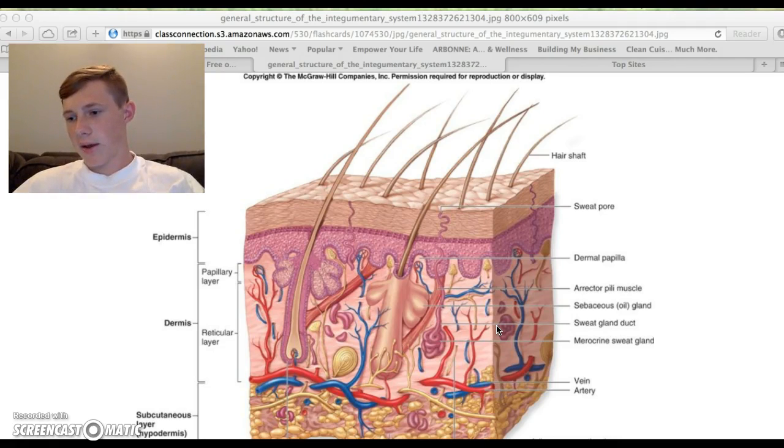Next up, we have the anatomy of hair. The hair shaft is the follicle which anchors hair to the head. The vein carries blood to the root of the hair bulb, and the sweat gland secretes sweat. And the purpose of that is to cool the body down, as I said earlier.